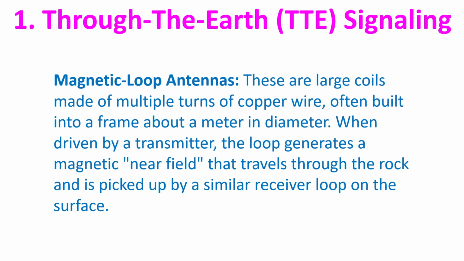Magnetic loop antennas. These are large coils made of multiple turns of copper wire, often built into a frame about a meter in diameter. When driven by a transmitter, the loop generates a magnetic near field that travels through the rock and is picked up by a similar receiver loop on the surface.